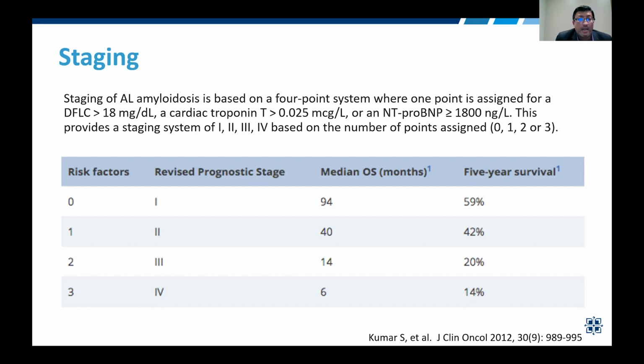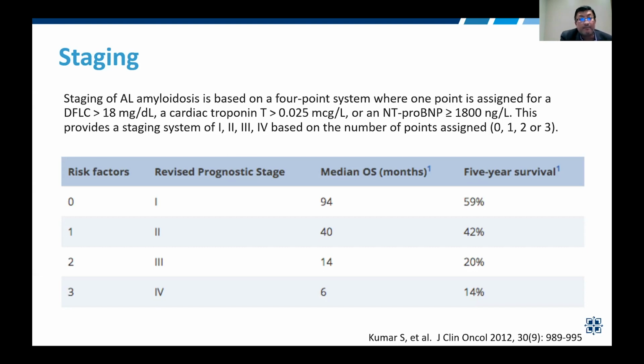We're looking for the difference in the free light chain of more than 180, or 18 milligrams per deciliter, cardiac troponin levels and NT-proBNP, and each thing has been marked with a number of risk factors, 0 to 3, and the revised prognostic stage from 1 to 4. And you can see that the early stages, stage 1 and stage 2, have a better survival compared to stage 3 and stage 4.